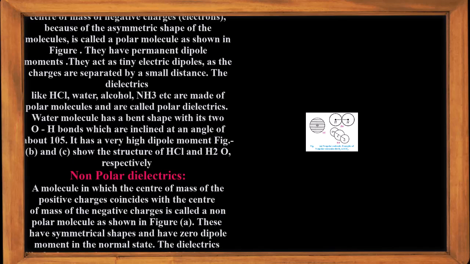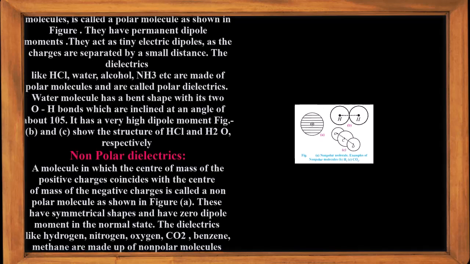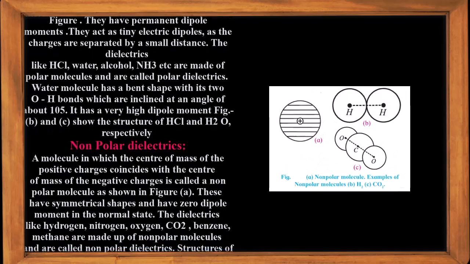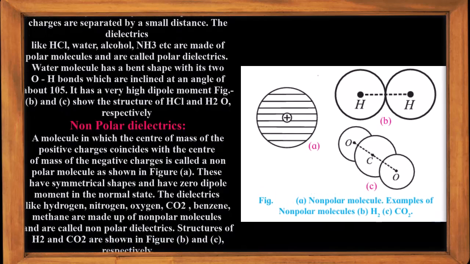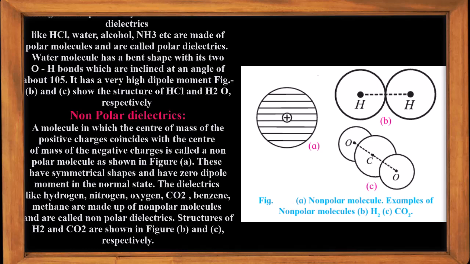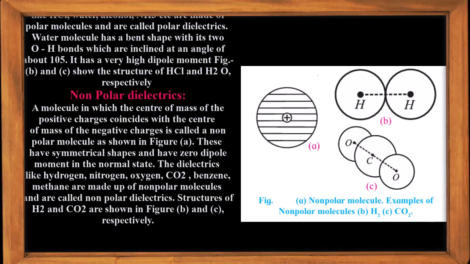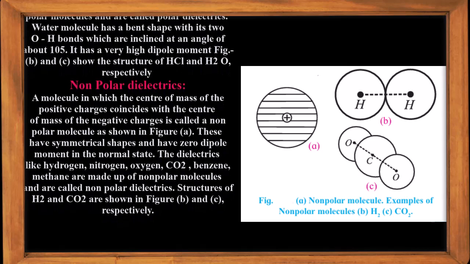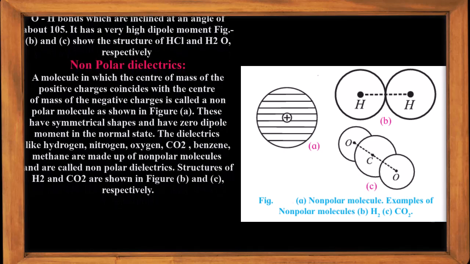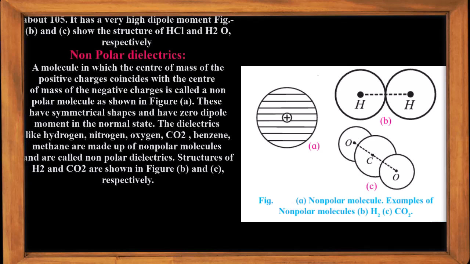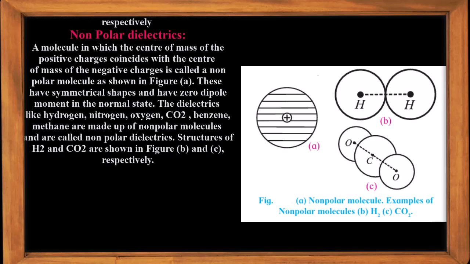Nonpolar dielectrics. A molecule in which the center of mass of the positive charges coincides with the center of mass of the negative charges is called a nonpolar molecule, as shown in figure A. These have symmetrical shapes and have zero dipole moment in the normal state. The dielectrics like hydrogen, nitrogen, oxygen, CO2, benzene, methane are made up of nonpolar molecules and are called nonpolar dielectrics. Structures of H2 and CO2 are shown in figure B and C respectively.